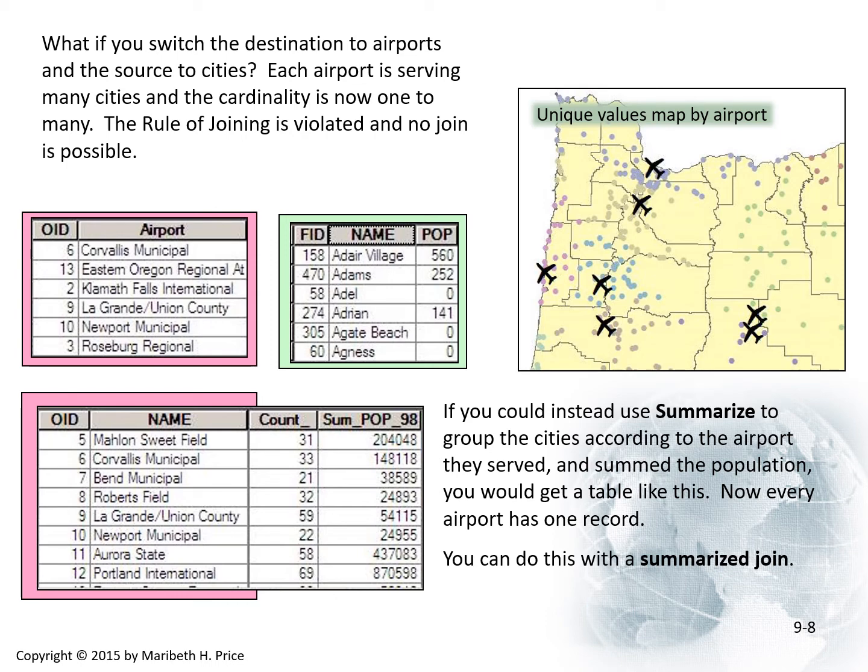So in this instance, we get a count. The count tells us how many cities it is, and then it summarizes the various fields that were in the data. And so if you look at the data for the cities above, you had the city name and the population. Once we summarize it, we have a count, which is the number of cities, and the sum population of all those cities. So for Mulholland Sweet Field, there's 31 cities that it's the closest airport to, and the sum total of their population is 204,048 people.